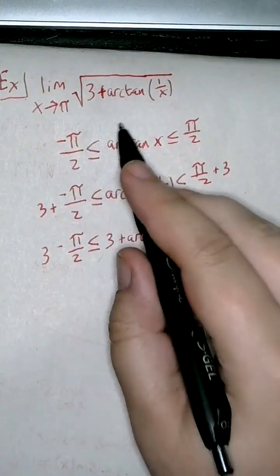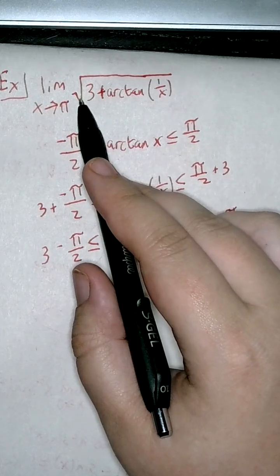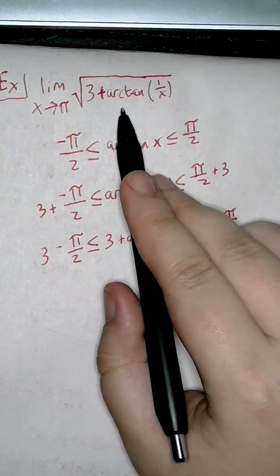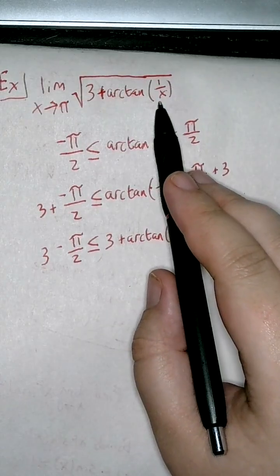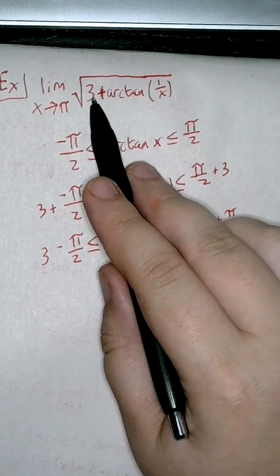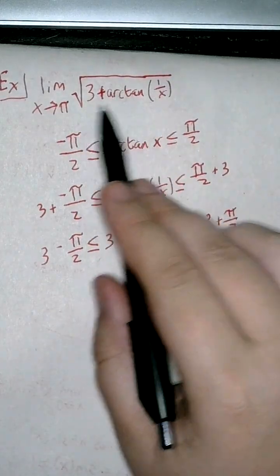So here, now, I'm going to go ahead and take the square root of this. Now, because arctan is bounded between negative pi over 2 and pi over 2, if I add 3 to that, then I know that this is going to be positive.